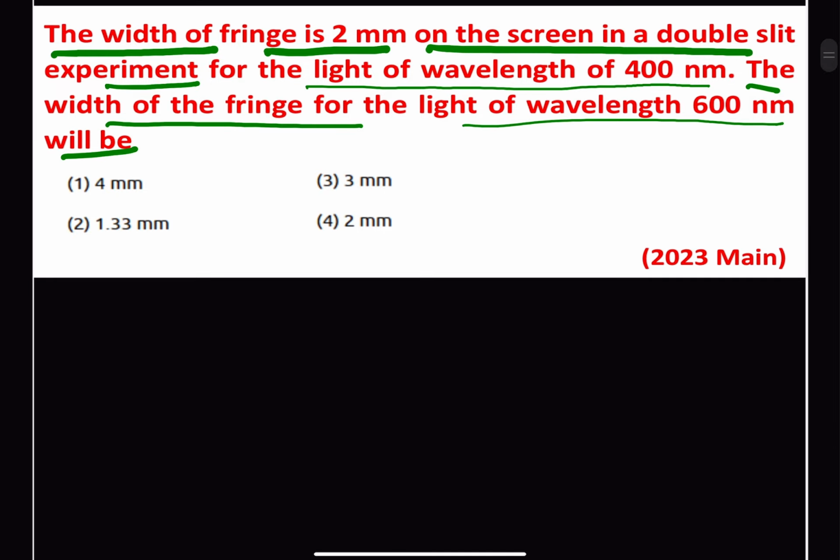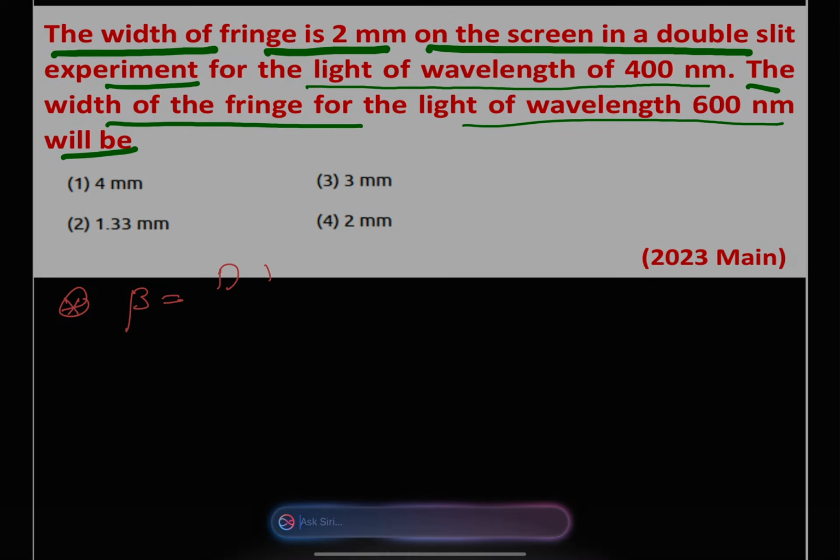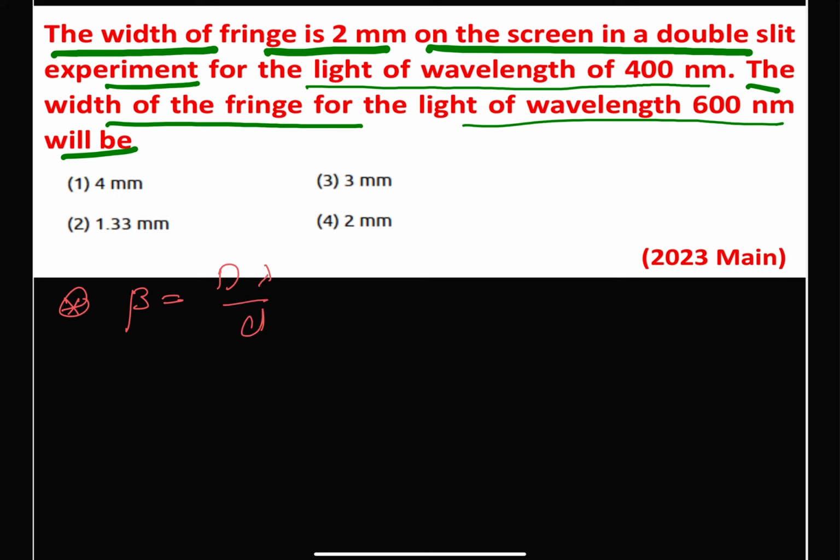This question is directly based on the formula that our fringe width, beta, is equal to D lambda upon small d. So for two wavelengths, we can write that beta is directly proportional to our lambda. Therefore, beta 1 upon beta 2 is equal to lambda 1 upon lambda 2.